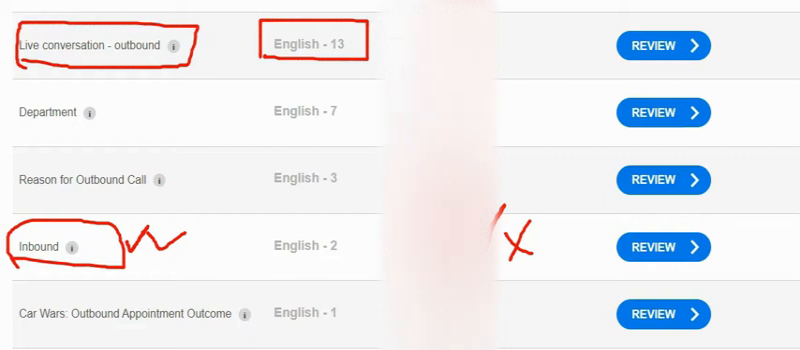For one person, make it one account only, because they will be able to know if you have multiple accounts, and then they're going to remove you from this platform. So make sure it's one person, one account, and one PayPal account only.